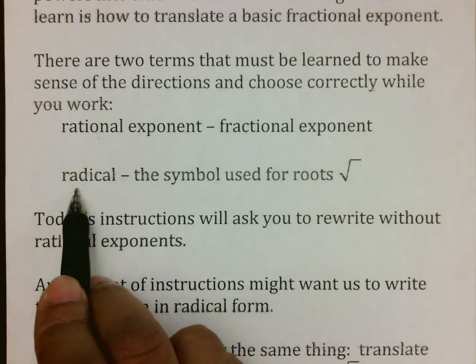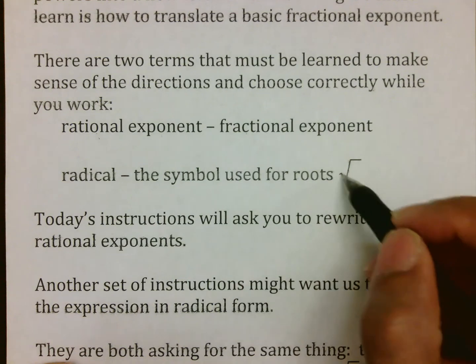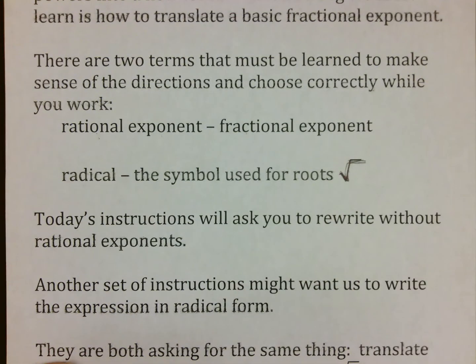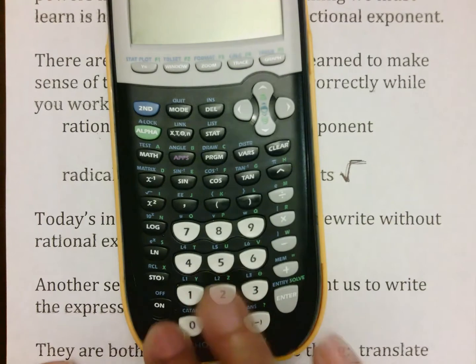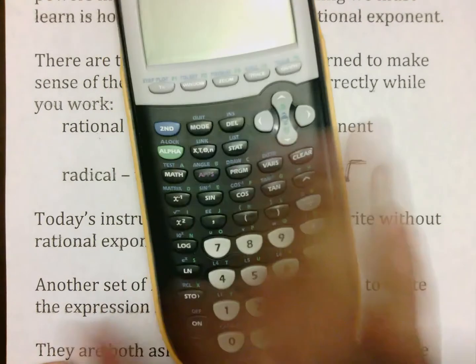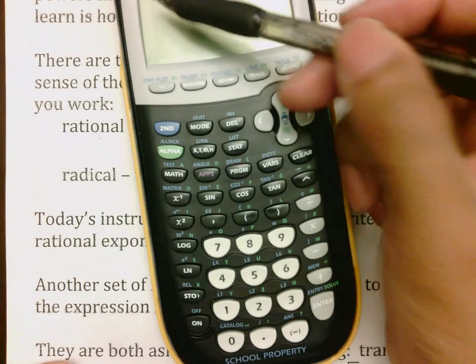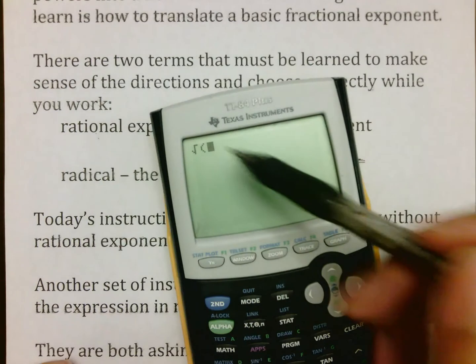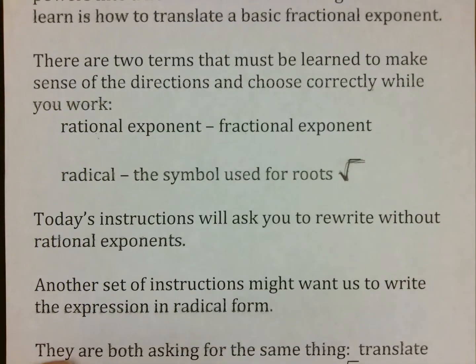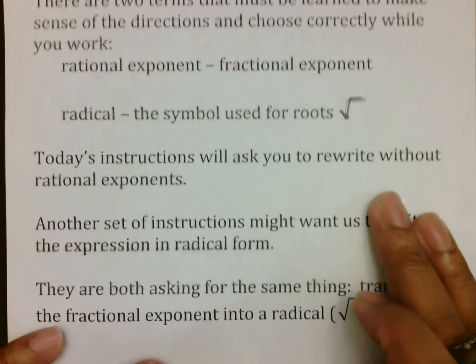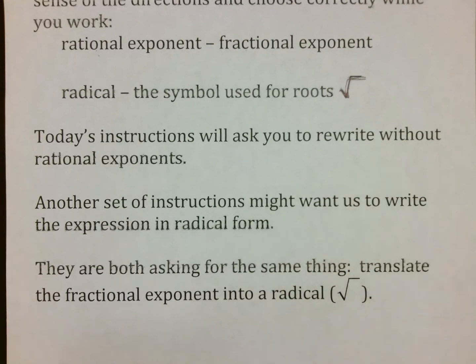The word radical is the symbol used for roots. So the radical is this symbol right here that you've seen on your square root. It's the key or the button that comes up whenever you hit second x squared. That brings up a radical symbol. Okay, so again, rational exponent means a fractional exponent, and radical is that weird symbol that you use for square roots. Today's instructions are going to ask you to rewrite without rational exponents.